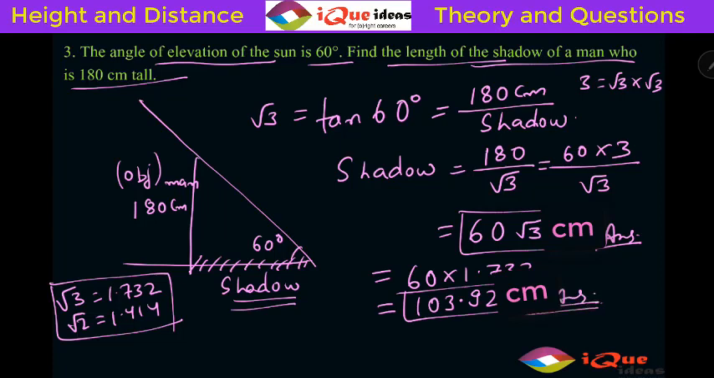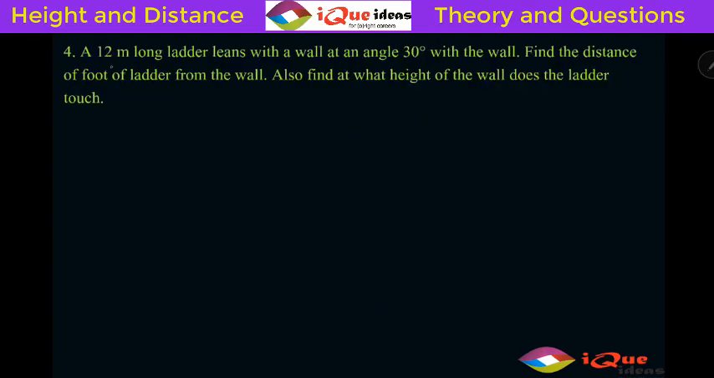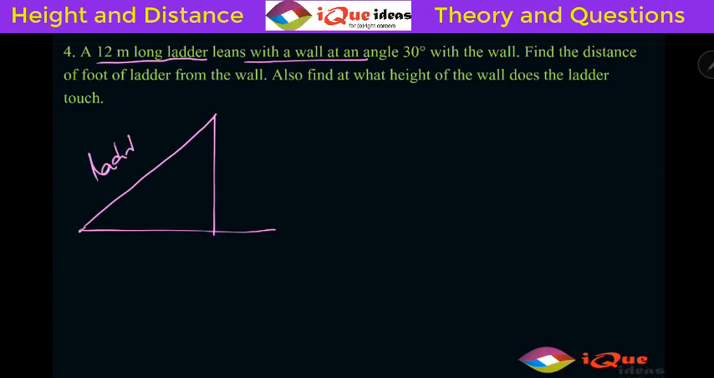Let's take up the next question. This is another interesting question. It says a 12-meter long ladder leans with a wall. So let's say this is the wall. There must be a ground on which the wall is erected, and there is a ladder. Ladder will always lean like this. So this is our ladder. This is the wall. Now at an angle of 30 degree with the wall. So this angle is 30 degrees with the wall. So ladder with wall, that means this angle is 30 degree.